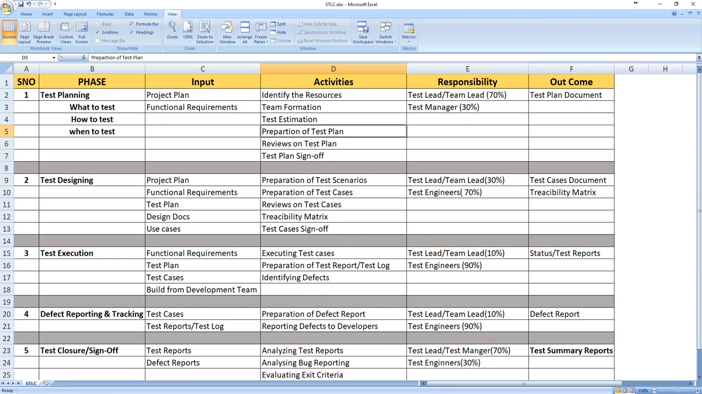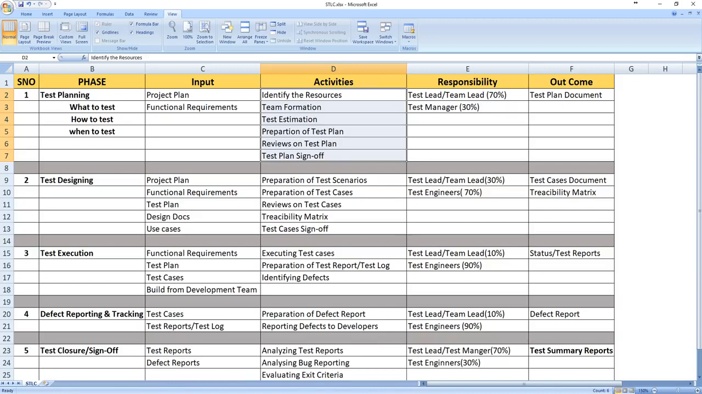So in the test planning phase, we need to focus on three things: what to test, how to test, and when to test. And input documents are project plan and function requirements. And more responsibilities, team lead or test lead or test manager responsibility will be the more. And these are the activities they need to perform: identifying the resources, team formation, test estimation, preparation of test plan, reviews on test plan, and then finally they will sign off the test plan.